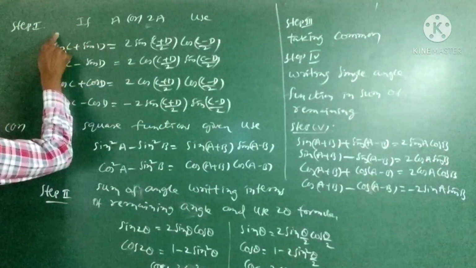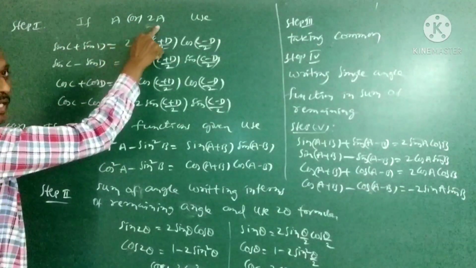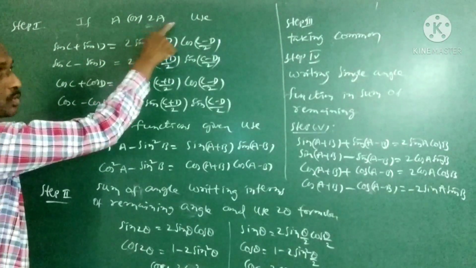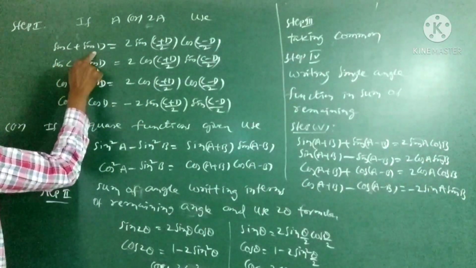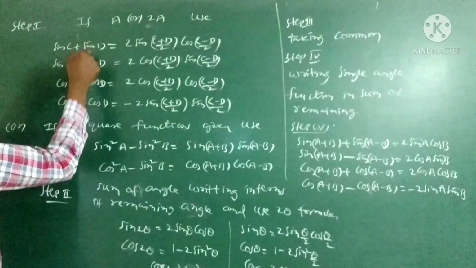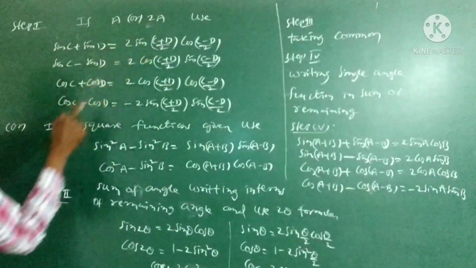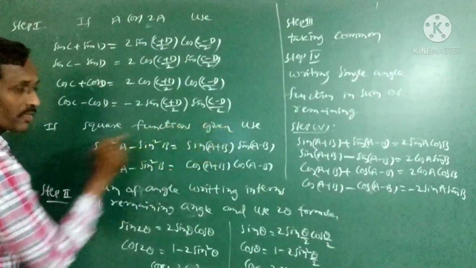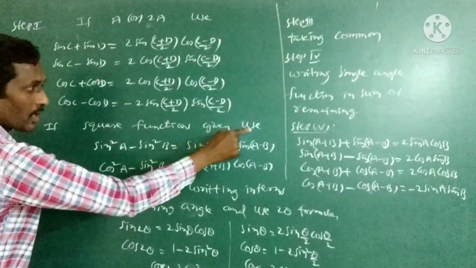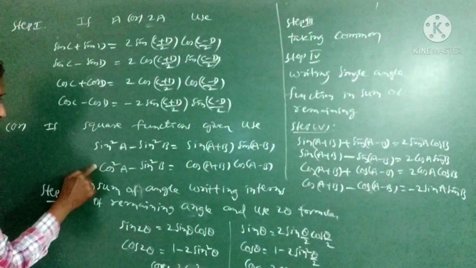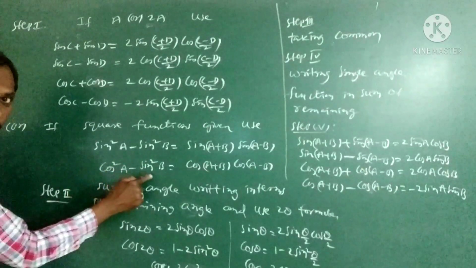Once again I am going to explain. In the first step, if the given question has a or 2a angle functions, use these formulas. For the first 2 functions you have to apply the CD formula, whichever form we have. If, other than the a and 2a angles, the given problem has square functions, then use these 2 formulas. One is sin square a minus sin square b and another is cos square a minus sin square b.